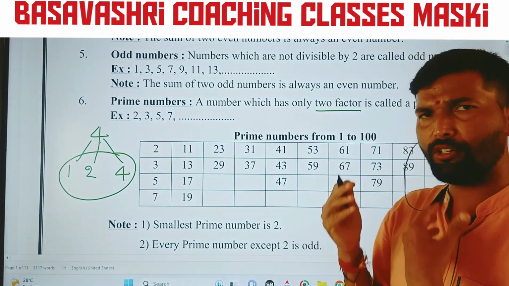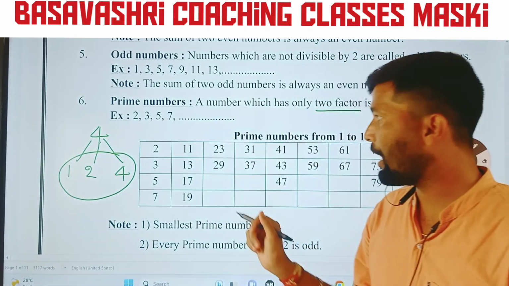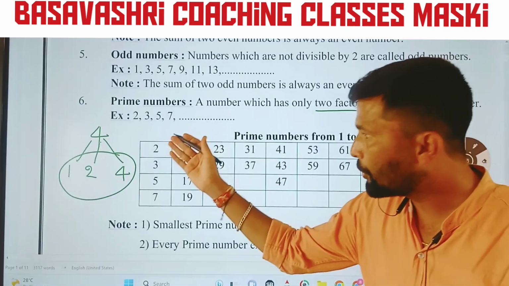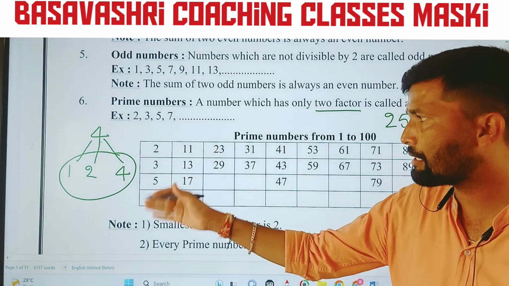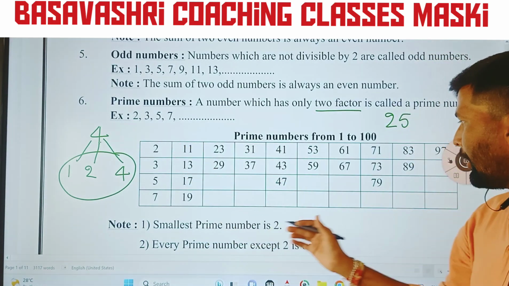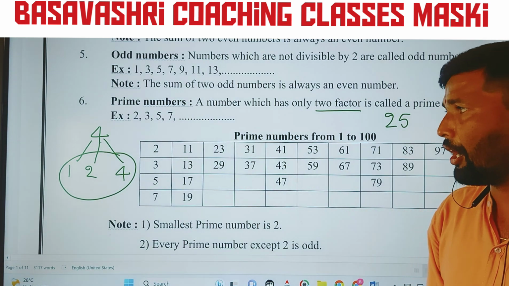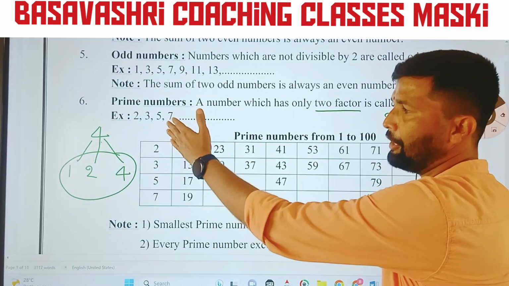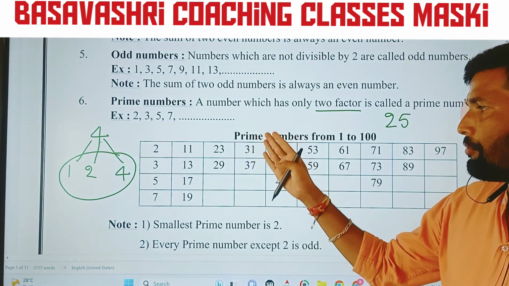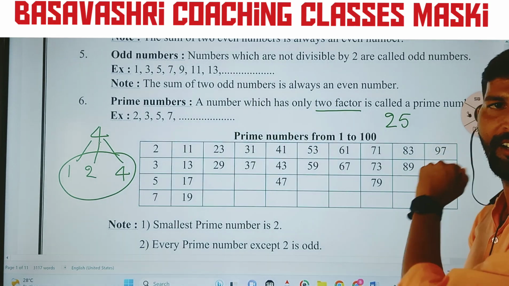So now we know about the numbers. In the numbers, how many prime numbers do we have? We have 25 prime numbers. Which are they? 2, 3, 5, 7, 11, 13, 17, 19, and so on up to 97. Here we divided them like 1 to 10, 11 to 20, 21 to 30, 31 to 40, 41 to 50, and like that up to 100.